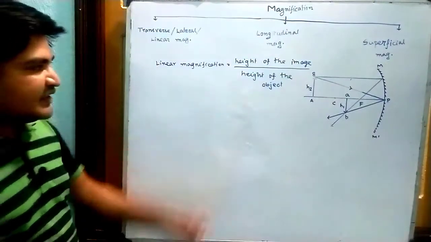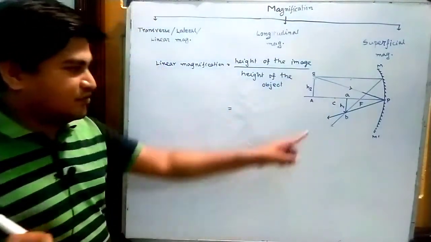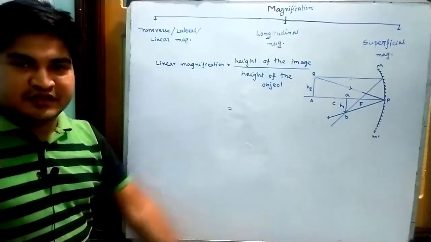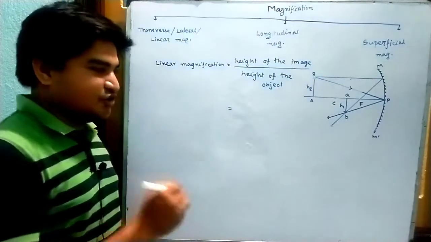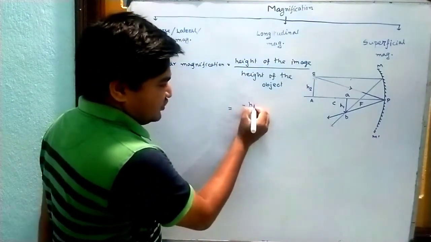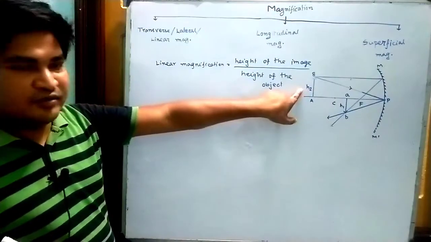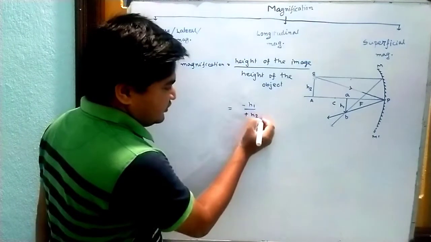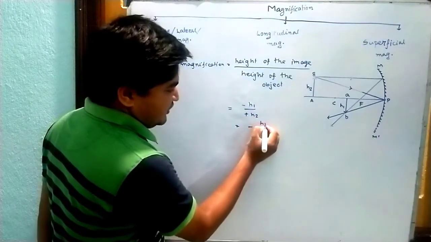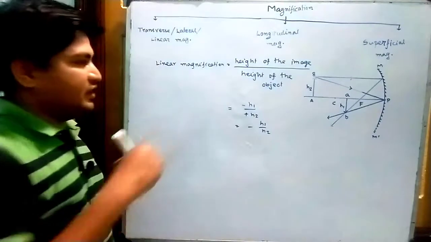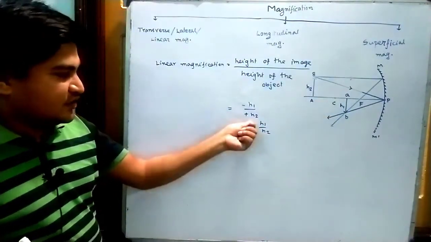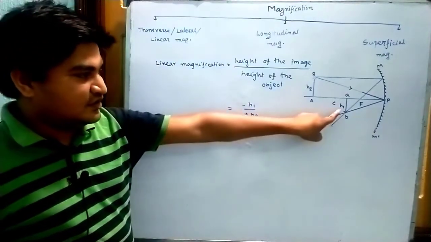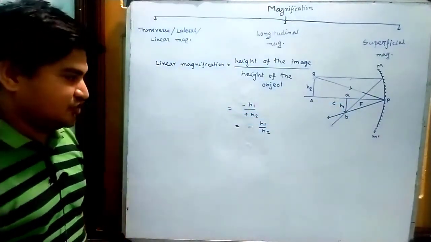Here height of the image is h1 and it is in downward direction, so according to our sign convention the height is negative, so minus h1 by height of the object, so object in the upward direction, so plus h2, so minus h1 by h2. This is the linear magnification in this case. So here this minus sign signifies one thing, that the image is inverted by nature.